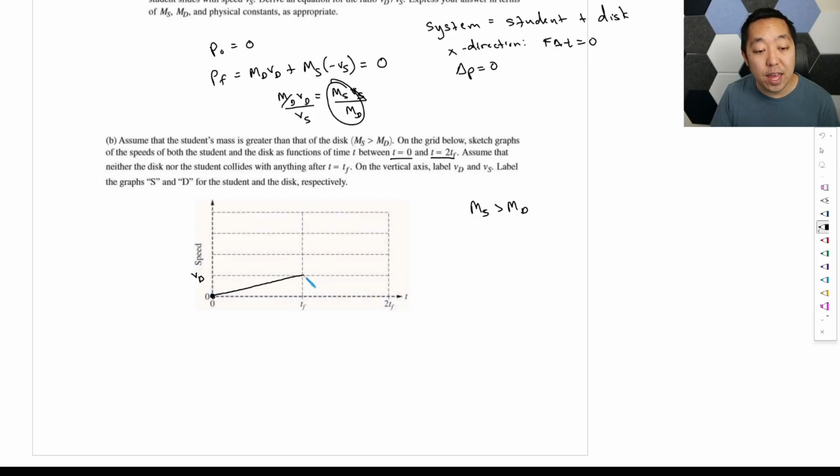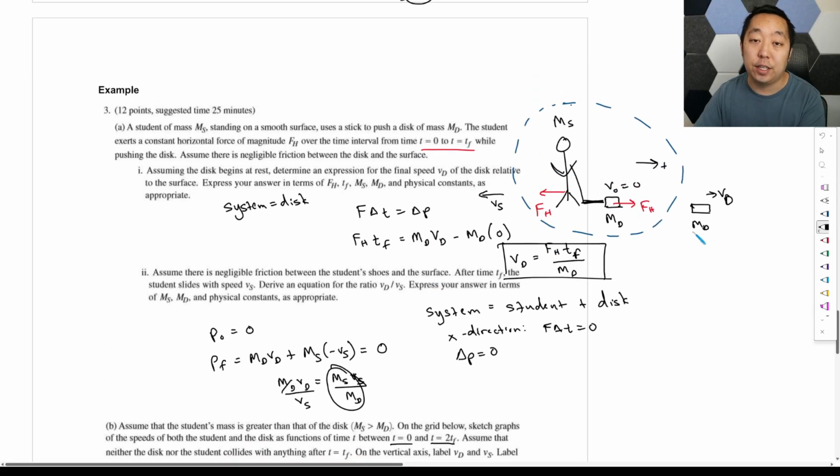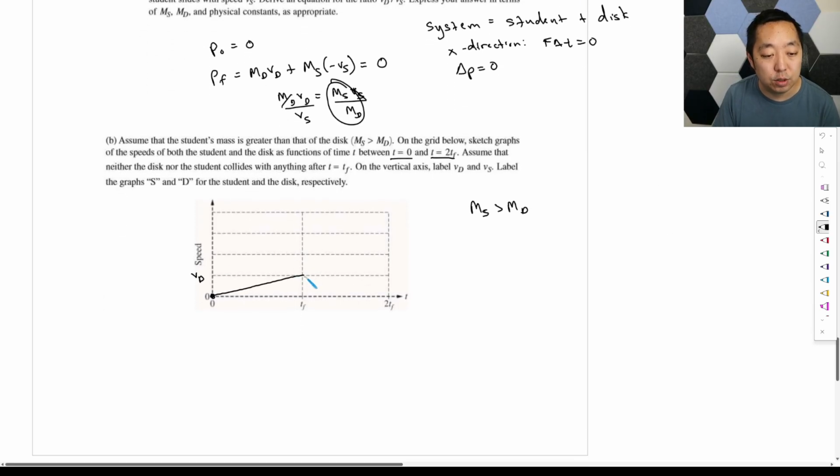And then after that, the impulse goes away because now they're not pushing on each other anymore. So there are no horizontal forces, and then there's no acceleration. So the velocity is just going to continue straight on. Now let's talk about the student. Actually, the disk is going to move faster, so let's say v_D is over here. That's a straight line. So that's v_D.